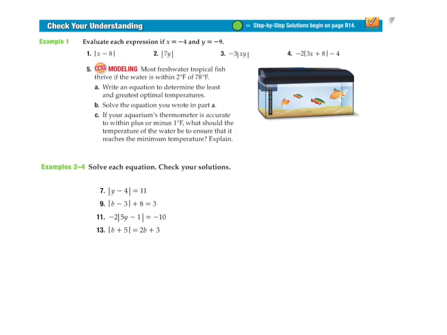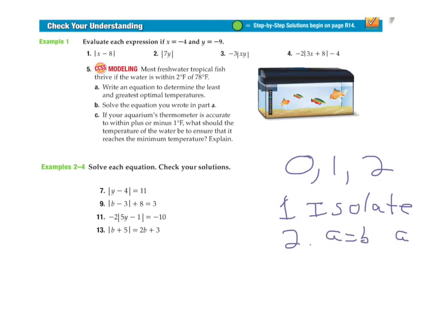The ones in example 1, up here at the top, 1 to 5, you are substituting in values and evaluating the expressions to come up with a value. And for examples 2 to 4, you're going to solve each equation and check your solutions. Remember that there could be 0, 1, or 2 solutions. Step 1 is to isolate the absolute value. Step 2 is your 2 cases, A equal to B and A equal to negative B. Step 3 is to solve, and step 4 is check your answers. I'll bring these completed to class, and we'll check your answers first thing.